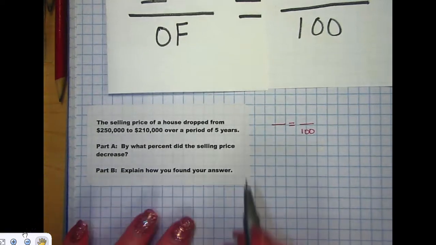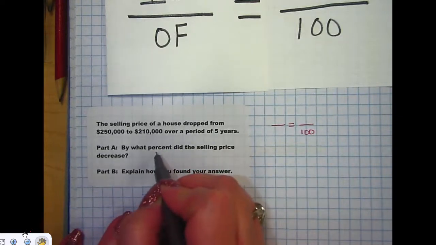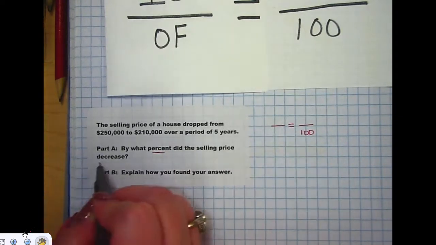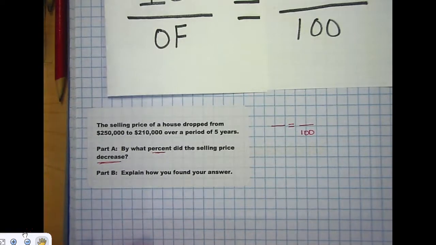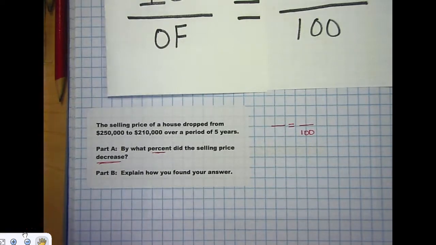And so I want to know what percent the selling price decreased. The amount that was taken off. Not the amount that I paid, but the amount taken off. So what's the whole selling price of the house? Is it the $210,000? Is it the $250,000? Or is it the 5? It's the $250,000.